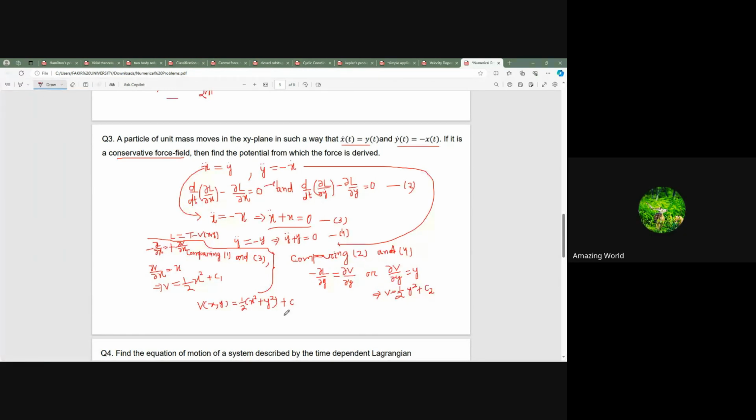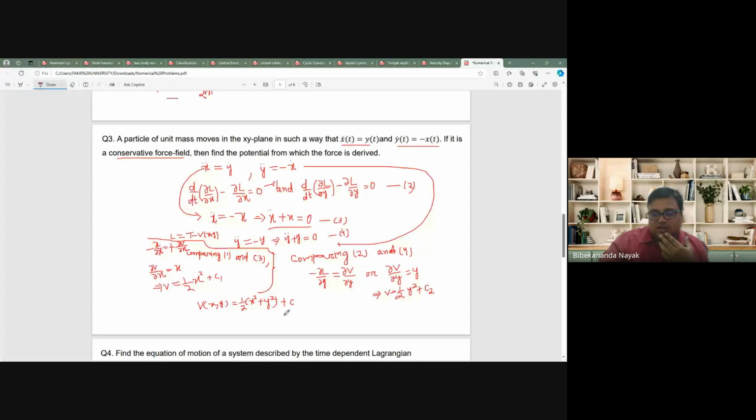Okay. The next problem: a particle of unit mass moves in the plane so that x dot is y t and y dot is minus x t. If it is a conservative force field, then find the potential energy. Because only for a conservative force field do we apply the Lagrange equation in this form: d by dt of del L by del x dot minus del L by del x equals 0. So here x dot is y t, y dot is minus x t. Find the potential energy. How do you get it?